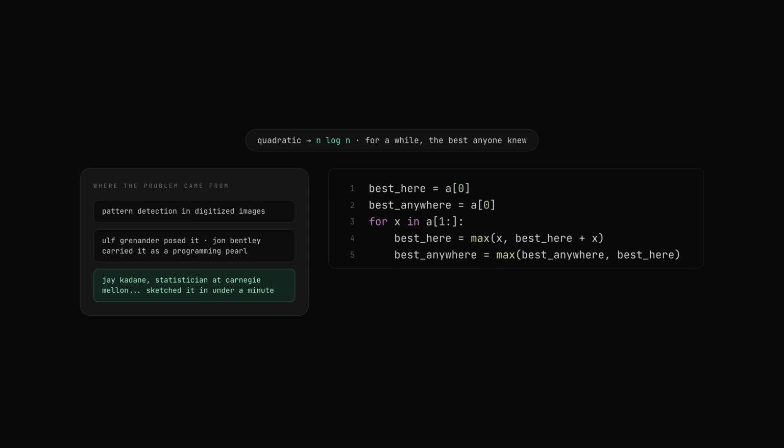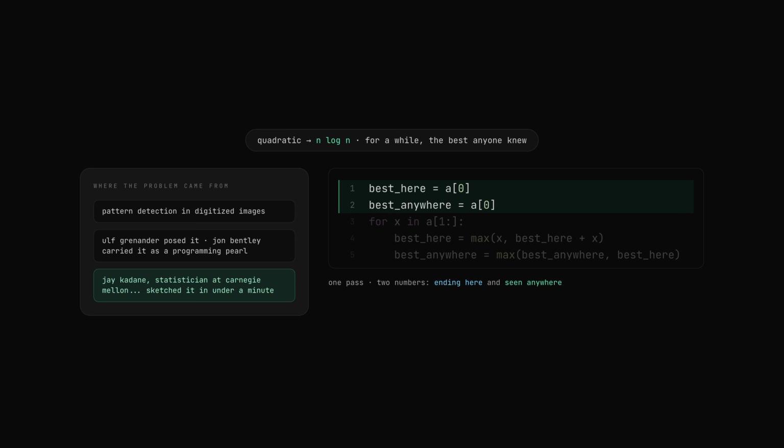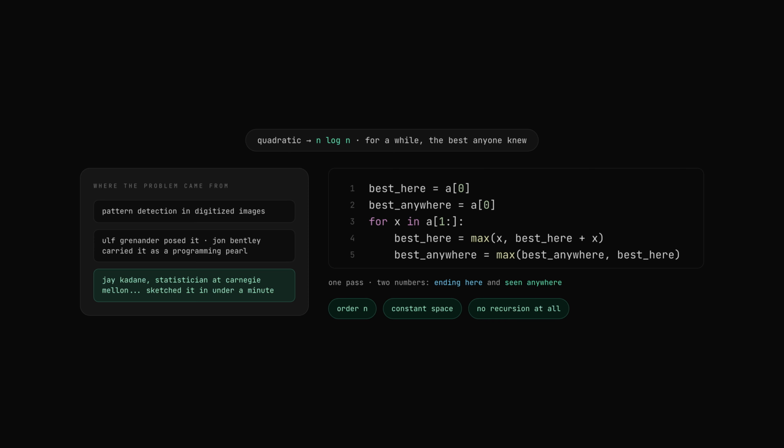1 pass, 2 numbers. The best stretch ending exactly here, and the best stretch seen anywhere. At each element, the best stretch ending here either extends the previous one or starts fresh at this element, whichever is bigger. Update the global best. Done. Order n, constant space, no recursion at all.